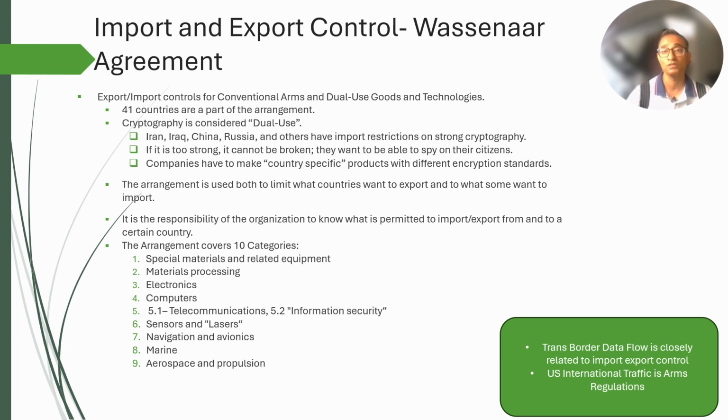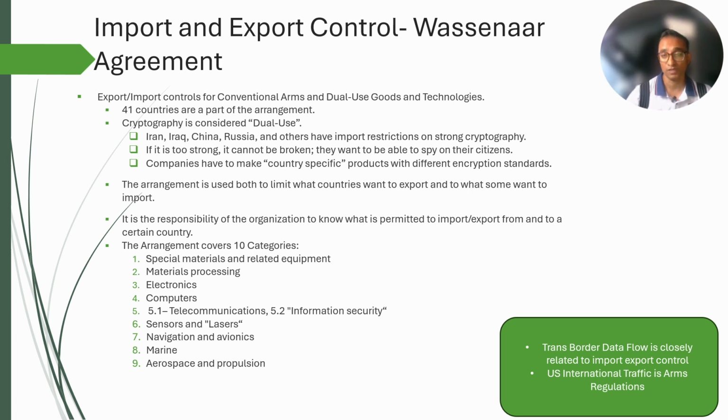One of the most known examples of this is the Wassenaar Agreement, where about 41 countries are part of it, and what they have agreed is that cryptographic algorithms which use keys larger than a certain size should not be exported to certain countries like Iraq, Iran, China, Russia, etc. The purpose is that those cryptographic algorithms with strong keys will be so strong that it will be difficult for the countries who are part of this agreement to break them. So they want to prevent at the first place itself the export of such algorithms.